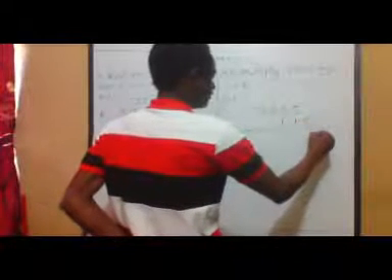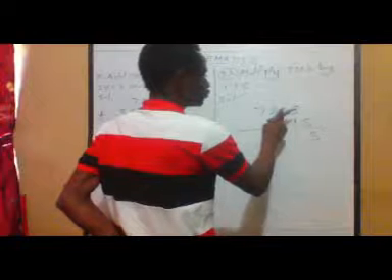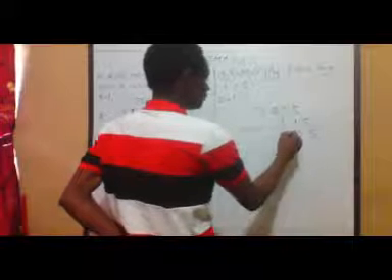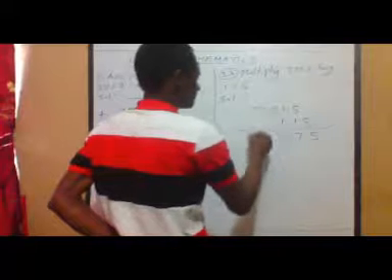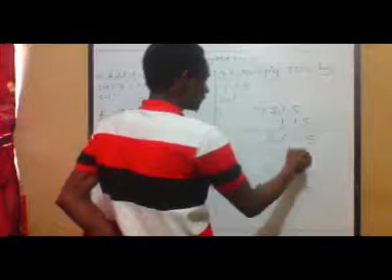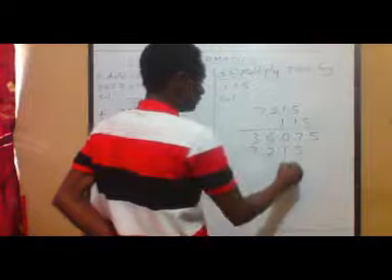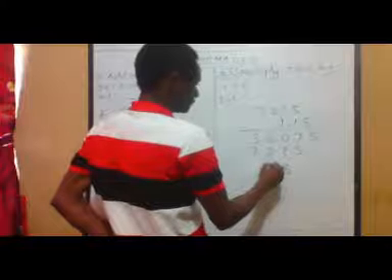Let's multiply. 5 times 5, 25. I'm carrying 2. 5 times 1, 5, plus 2, 7. 5 times 2, 10. I'll put 0. I'm carrying 1. 5 times 7, 35, plus 1, 36. I will stop. 1 times 5, 5. 1 times 2, 2. 1 times 7, 7. The same thing for the last one here. I will now add.